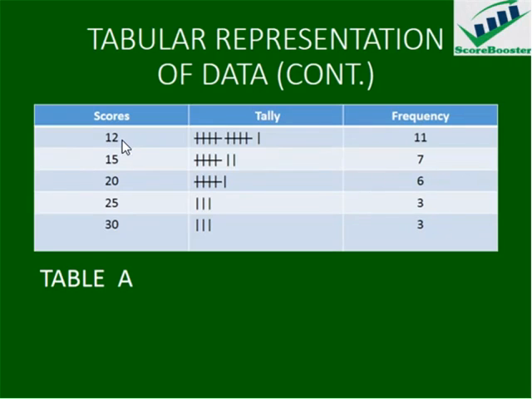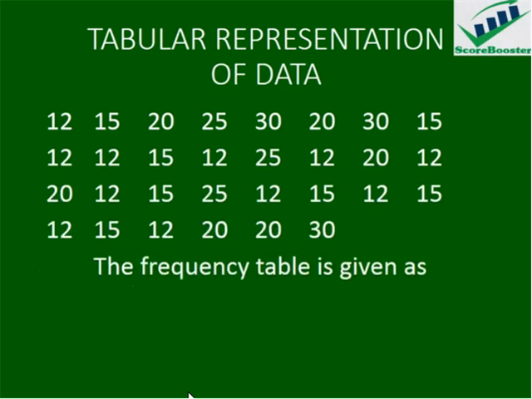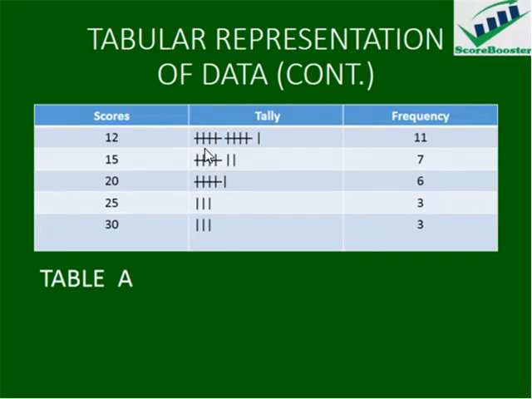The first number, which is the smallest number, is 12. In that particular data, we count the number of 12s we have. So let's count. We have 1, 2, 3, 4, 5, 6, 7, 8, 9, 10, 11. We have 11 12s.